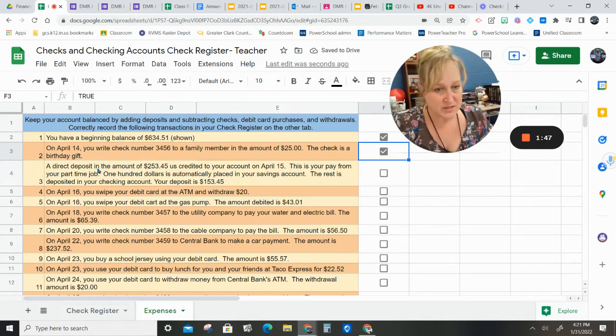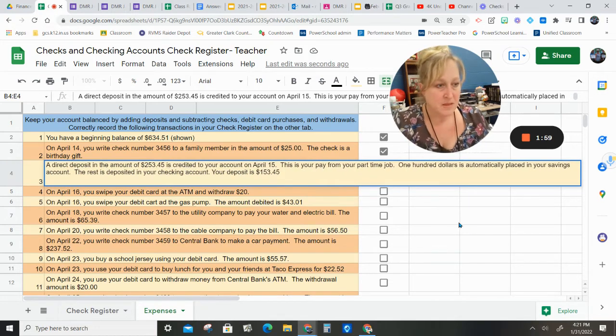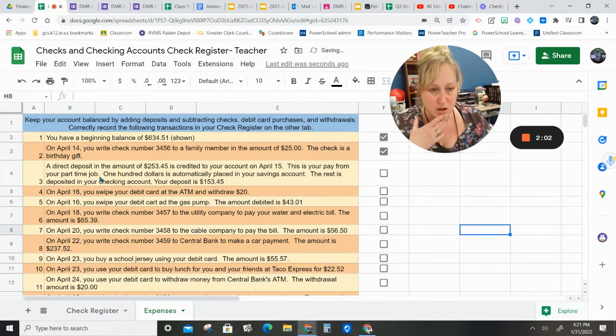Number three, a direct deposit. So that is income in the amount of $253.45 is credited to your account on April 15th. This is your pay from your part-time job. $100 is automatically placed in your savings account. So this is my checking account, not my savings account. So therefore, I don't get all this money. Part of it goes into my savings. The rest is deposited into your checking account. So I'm only going to record the $153.45.